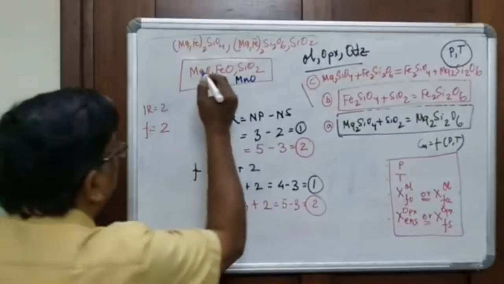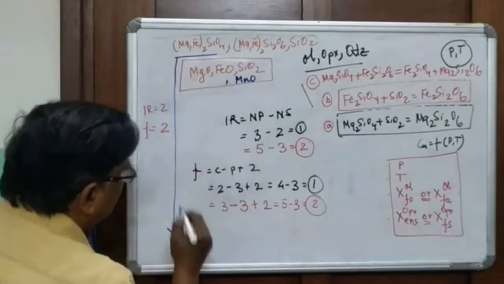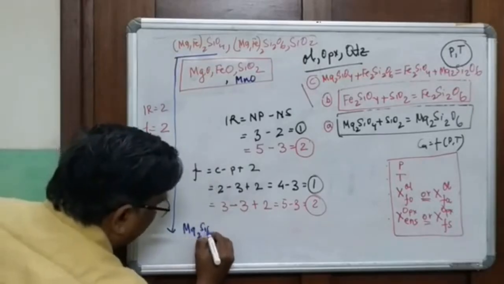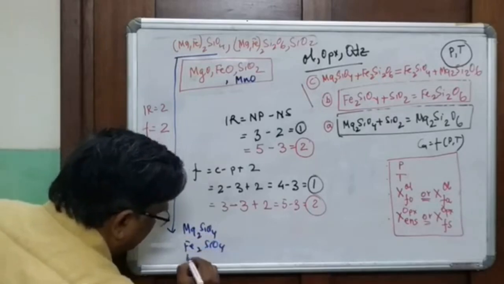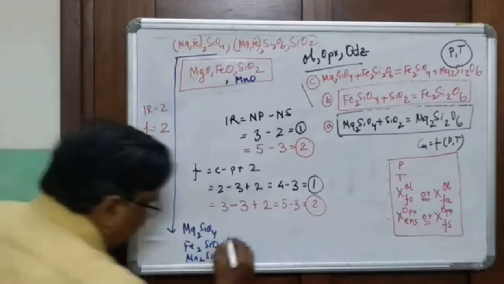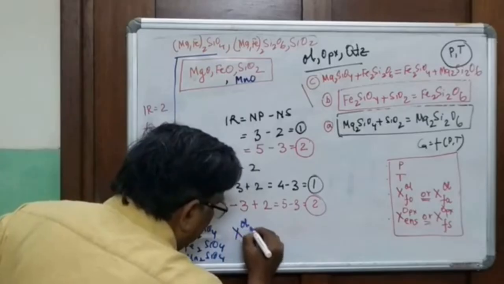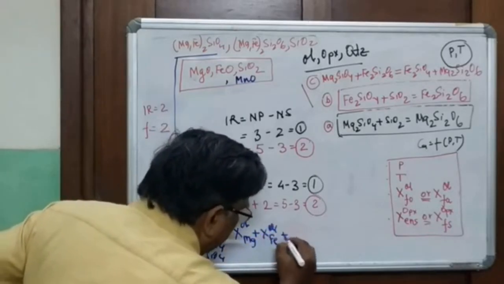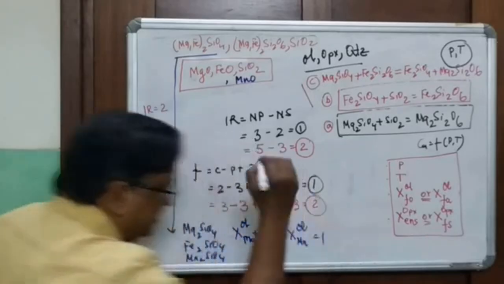Now you see here, for this one I am keeping the blue pen mark here. So there are 3 components. Just a clue. Mg2SiO4, Fe2SiO4, Mn2SiO4. Right? So, XMg olivine plus XFe olivine plus XMn olivine equal to 1.